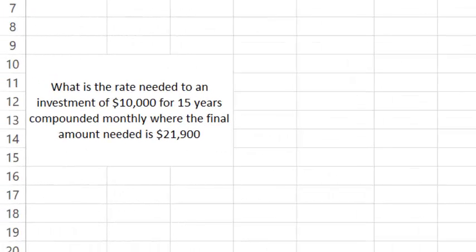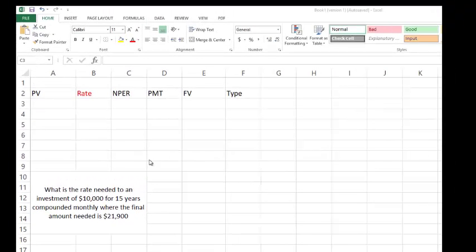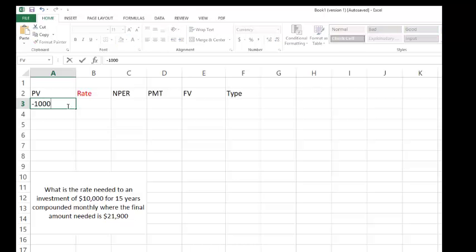Welcome. On this lesson, we're going to learn how to determine the rate of an investment of $10,000 for 15 years, compounded monthly, where the final amount needed is $21,900. So what we need to do on this one, we're determining rate, so therefore I made it red so you'd know. The present value is $10,000, but make sure that you put it in as a negative $10,000 or else Excel won't calculate it properly.